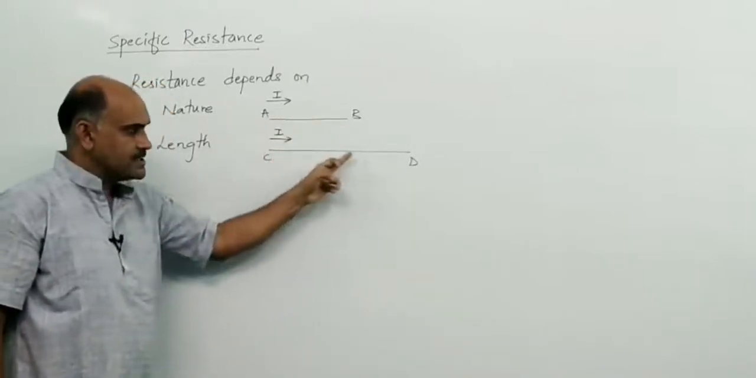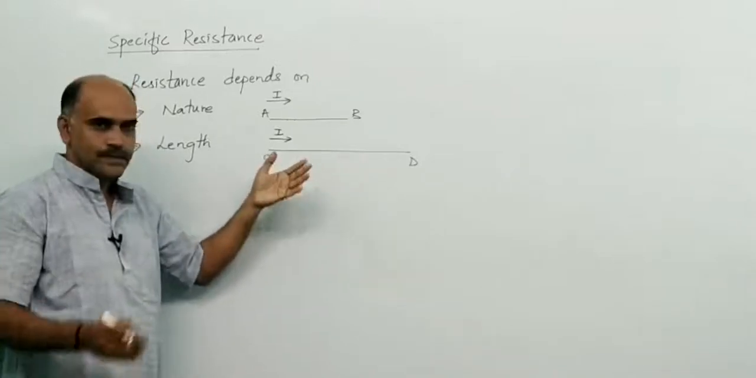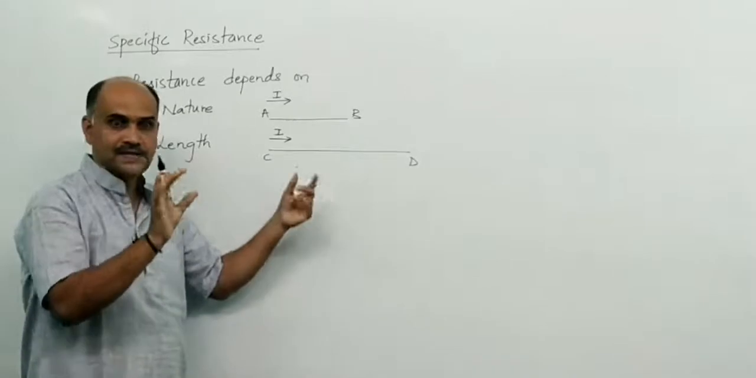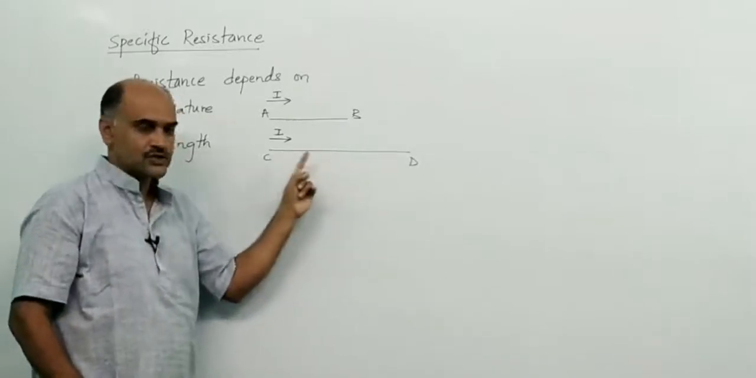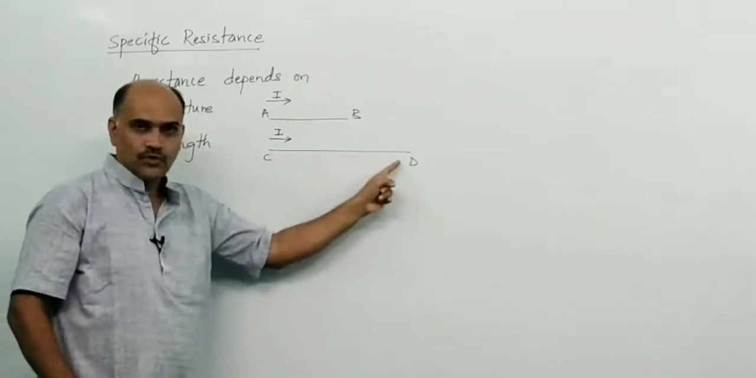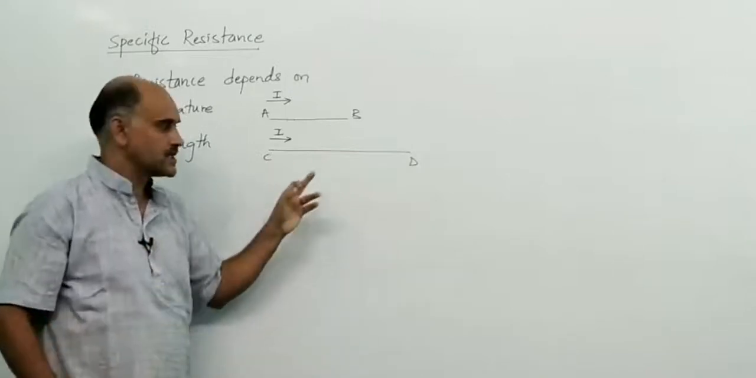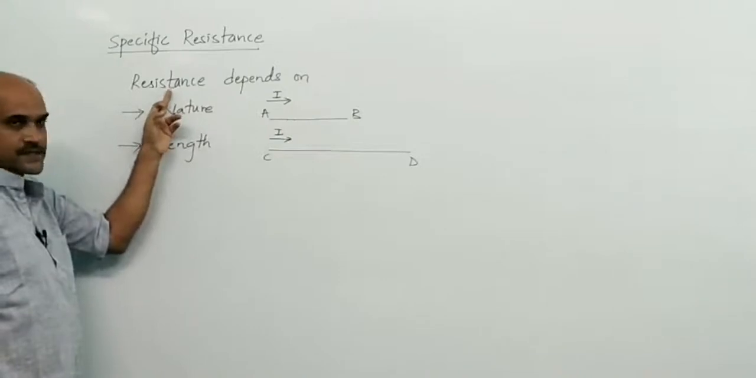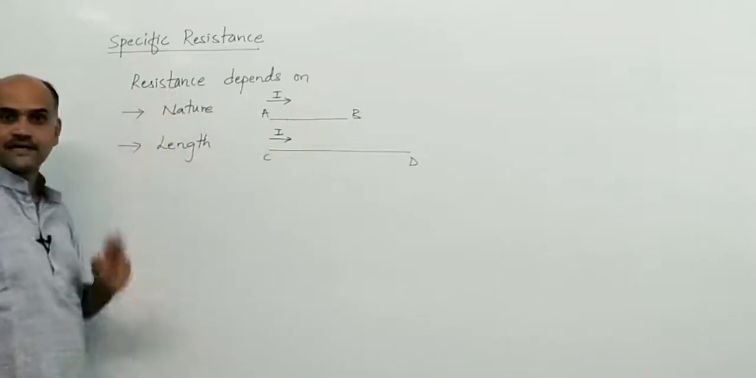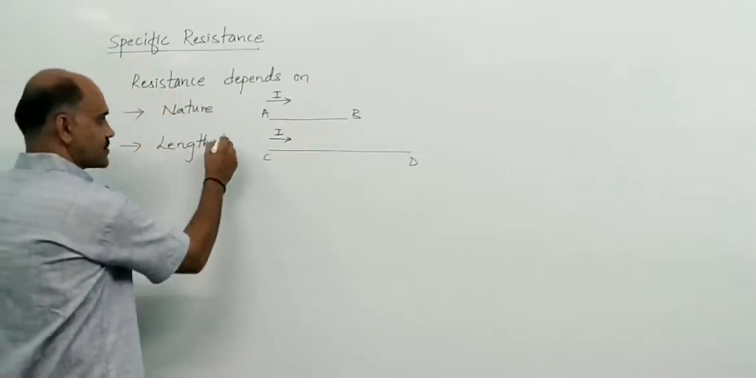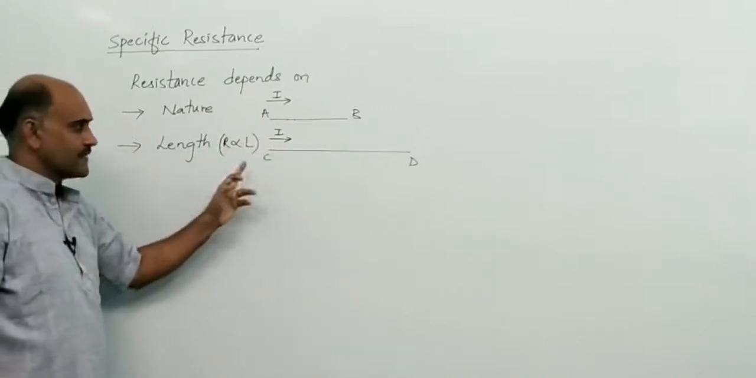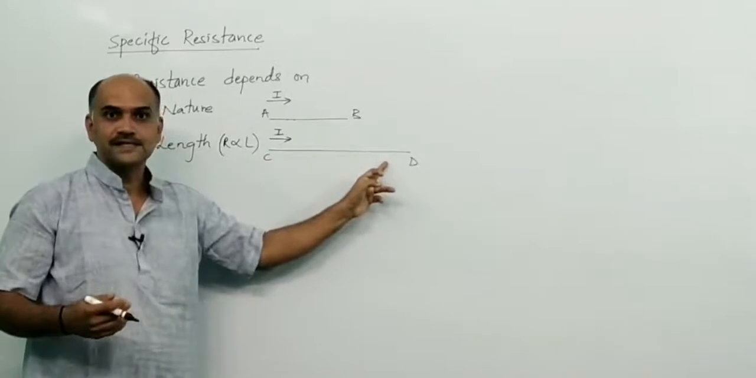If length is more, then there will be more obstruction due to different electrons and ions in that atom. So if length is more, there will be more obstruction, meaning resistance will be more. So resistance increases if length increases. So R is proportional to L. If length is more, resistance is more.